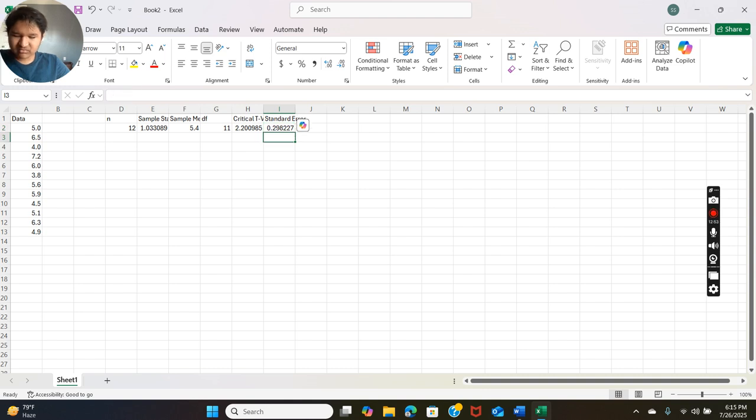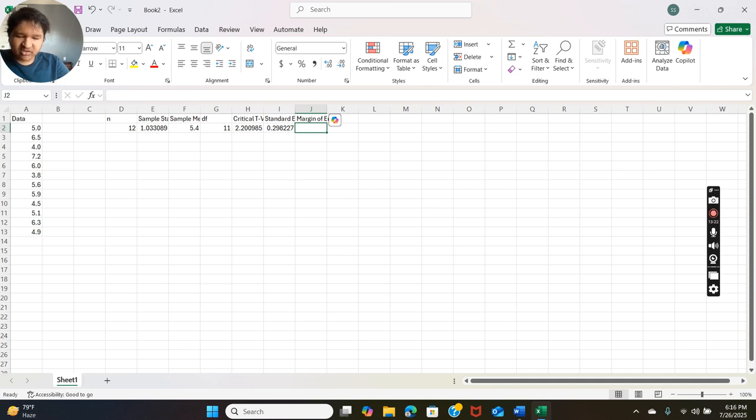The cell contains a formula, 0.2. Now we arrow over to column J and arrow up to cell J1. And here we're going to calculate the margin of error. MARGIN space OF space ERROR. Enter. And then we press enter to go down to cell J2.